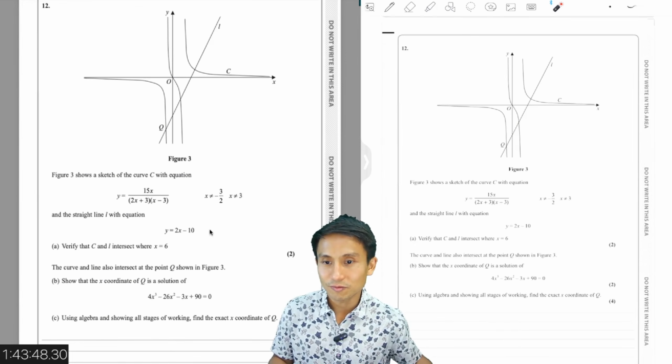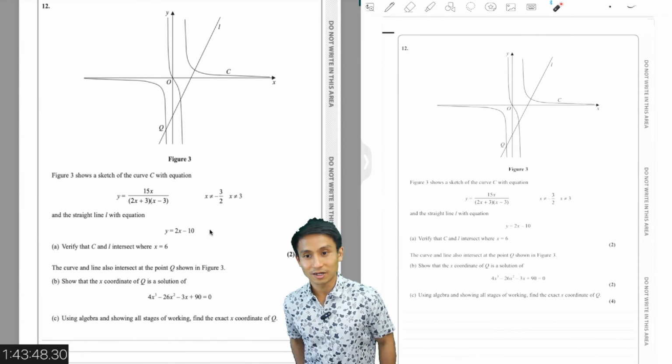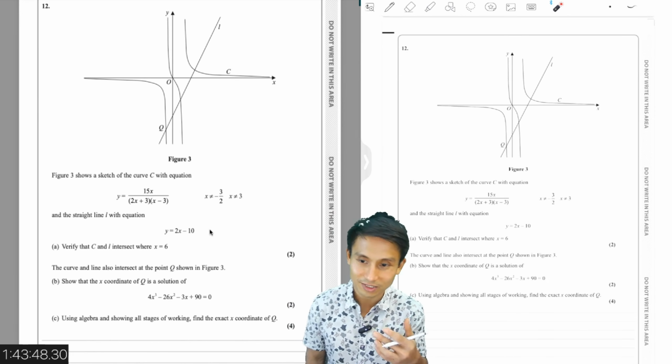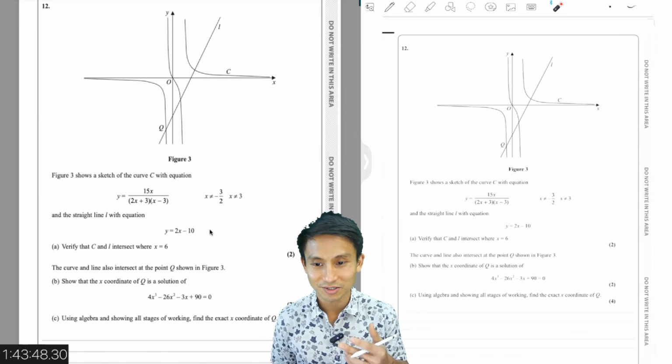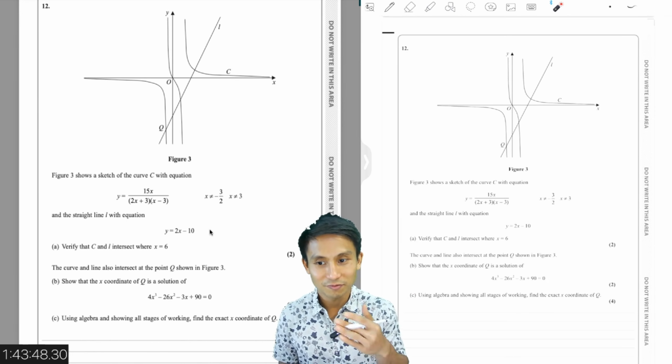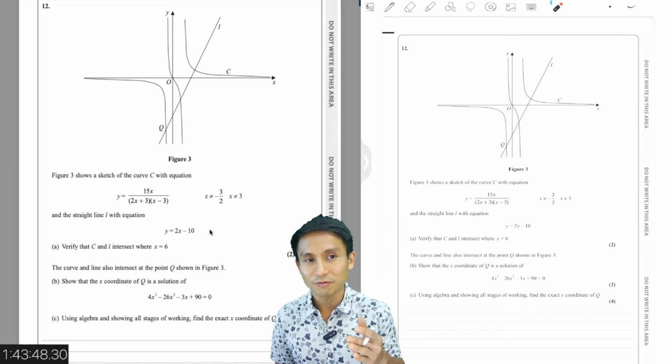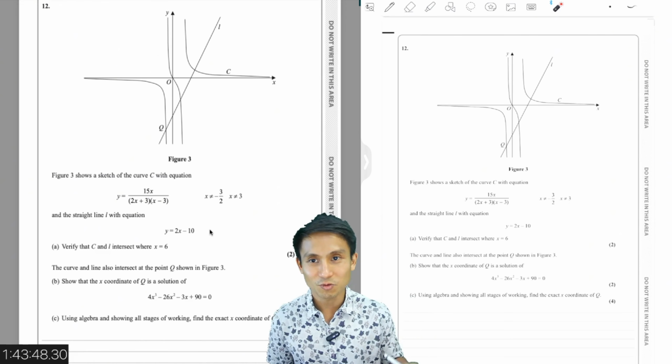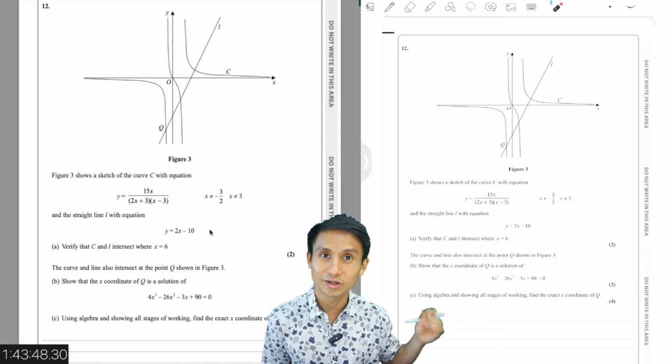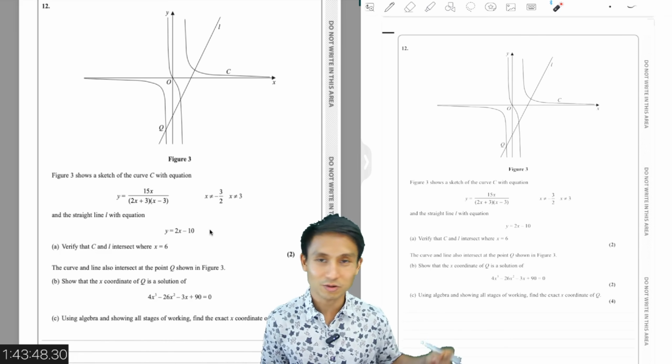Number 12. This one is good actually. It makes you think a bit about how to get the last answer there, the part C. But the first part, yeah, verify. So verify doesn't equal show or determine or work out or calculate.